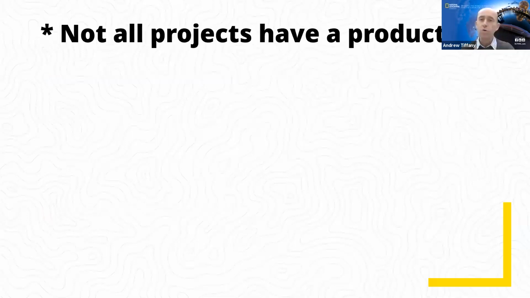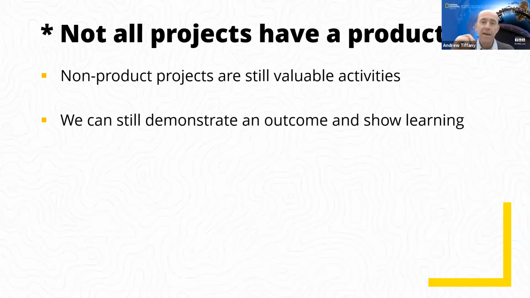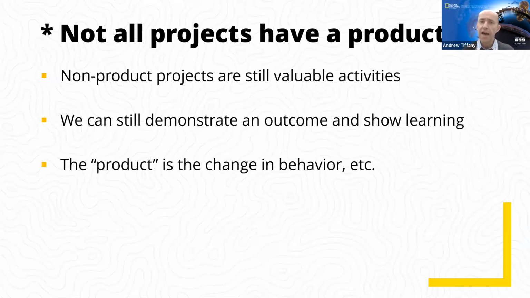Okay, cool. Now, I had a little star on the last page next to product. Not all projects have a product, okay? Because a product, you're probably thinking something physical, right? Like a pencil box. But non-product projects are still really valuable. We can still show learning and outcomes, which is the point of a project. When we don't have a product, we still have a destination, but it's not something physical for the students, right?